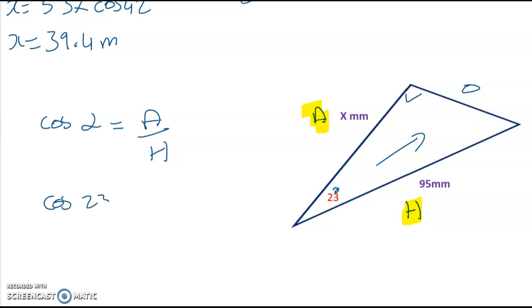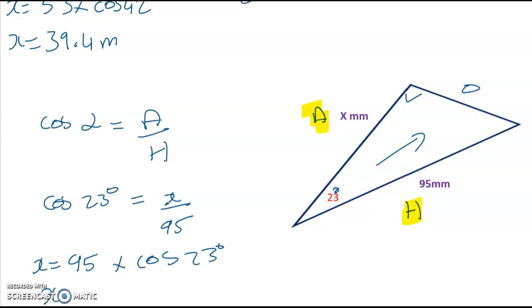Cos of 23 degrees is equal to x over 95. Multiply each side by 95. X is equal to 95 times the cosine of 23 degrees. In our calculator, 95 times cos of 23, and you should have got 87.4, and the units this time are millimetres. Remember your units all the time.